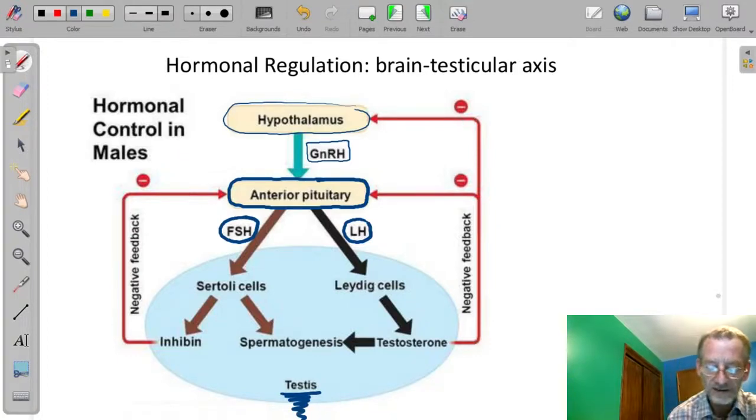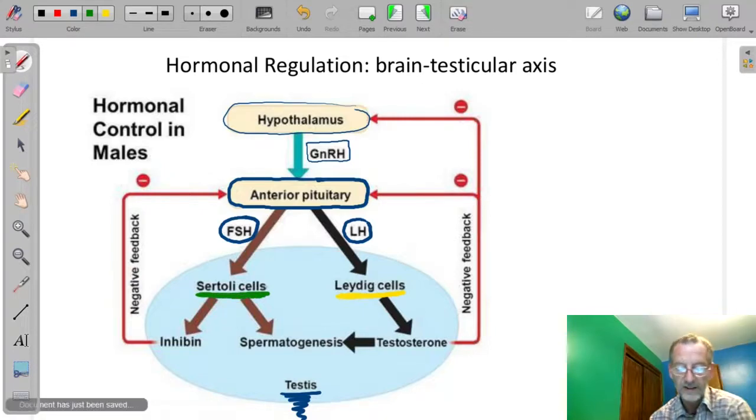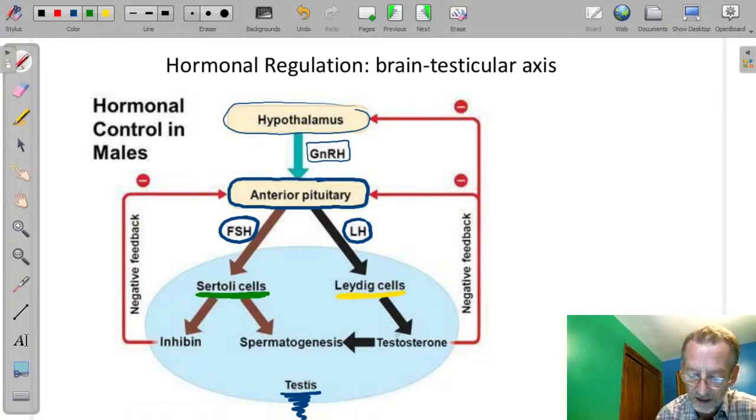The 2 types of cells that we looked at were Leydig cells and Sertoli cells. So let's just take one. Let's just take Leydig cells. LH targets the Leydig cells, and the Leydig cells produce testosterone. So the testes produce most of the testosterone in the male.